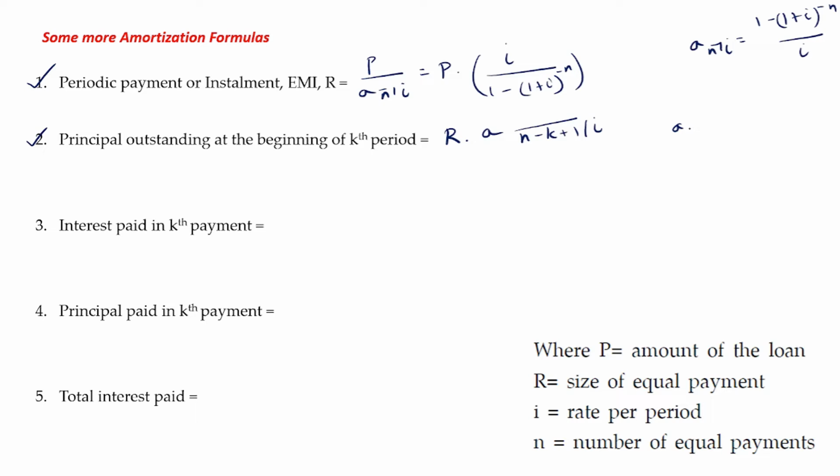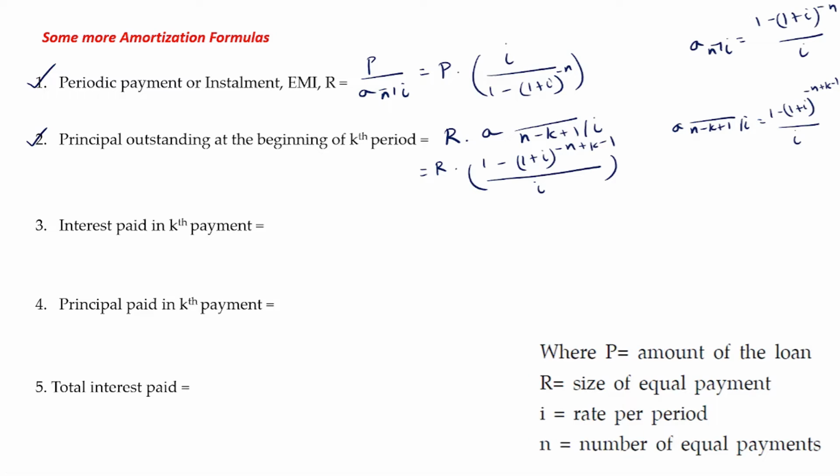Here A angle N minus K plus 1 at I rate per period is nothing but 1 minus (1 plus I) the whole raised to minus N plus K minus 1 upon I. So this is calculated as R into 1 minus (1 plus I) the whole raised to minus N plus K minus 1 upon I. So this is the formula to calculate the principal outstanding at the beginning of kth period.